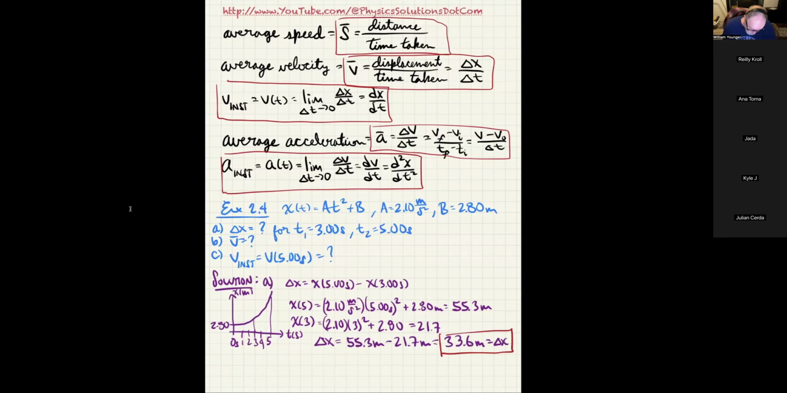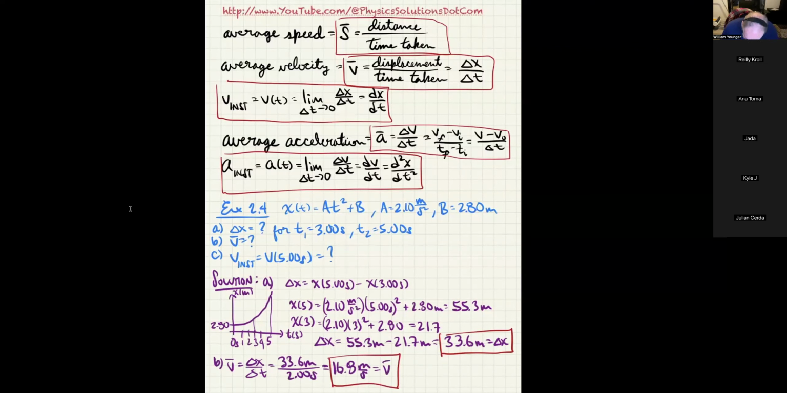Part B's answer: we want the average velocity. So for part B, V bar is equal to delta x over delta t. That's going to be 33.6 meters divided by 2.00 seconds, because 5 seconds minus 3 seconds is 2.00 seconds. So if I divide this 33.6 by 2, we end up getting 16.8 meters per second is V bar. So that's our average velocity.